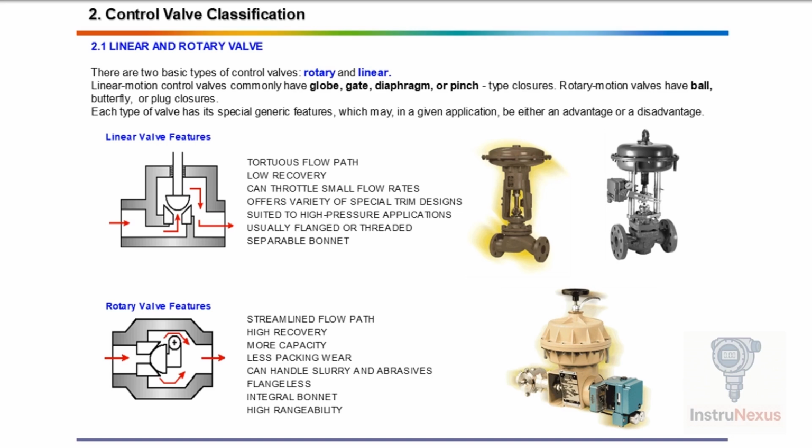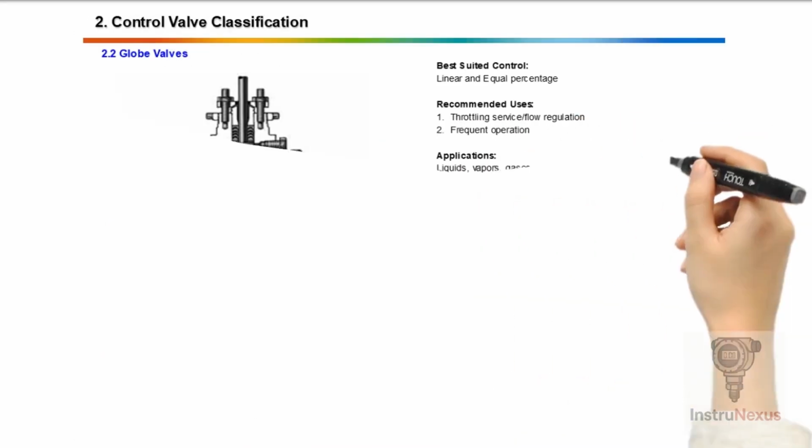Each type of valve has its special generic features, which may, in a given application, be either an advantage or a disadvantage. Linear valves have a tortuous flow path, low recovery, can throttle small flow rates, offer a variety of special trim designs, are suited to high-pressure applications, and are usually flanged or threaded with a separable bonnet. Rotary valve features: streamlined flow path, high recovery, more capacity, less packing wear, can handle slurry and abrasives, flangeless, integral bonnet, high rangeability.